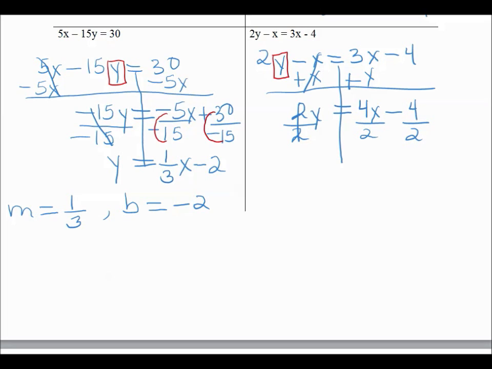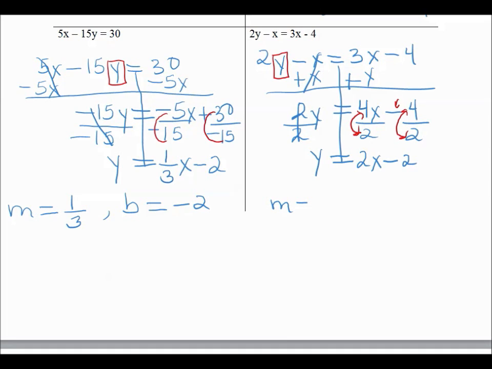Cancels out on the left, leaving me with y equals. Now when I get here, I have 4 divided by 2. Remember, you have to reduce if you can. 4 divided by 2 is simply 2, so that becomes 2x. Then I'll do the same thing here. Remember to look at the sign that's in front of the number. So it says minus 4, so we know that means negative 4. So I'll have a negative 4 divided by a positive 2, making it negative. So this becomes minus 2.